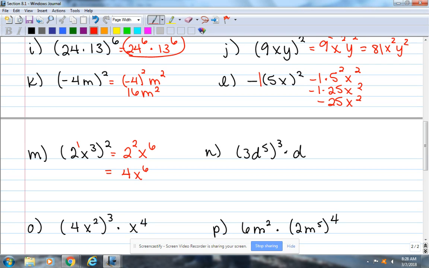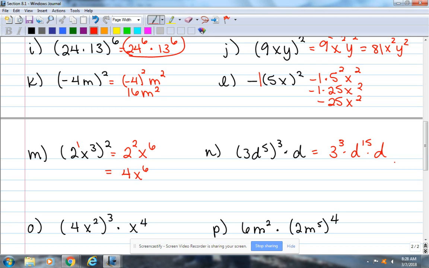Look at N. Part of it is in parentheses, part of it is not. Y'all see that? So the part of it that's in parentheses, everything is going to get a cube. This D is not going to get a cube because it's not in the parentheses. Y'all with me? So that's going to be 3 to what power? Third. D to what power? 15. And then I'm going to multiply that times that extra D out there on the outside.